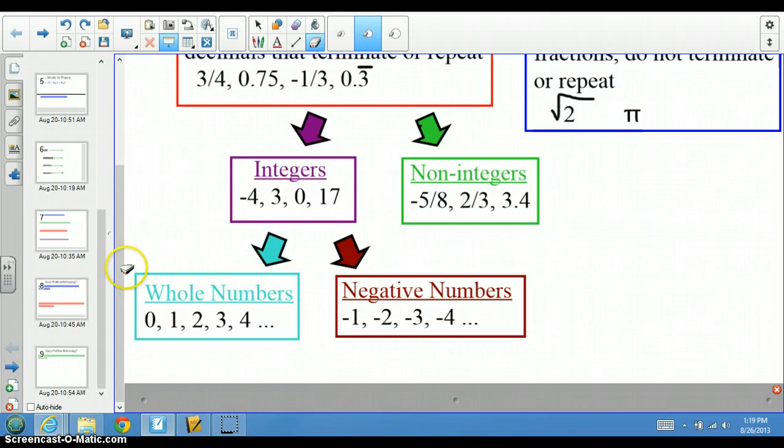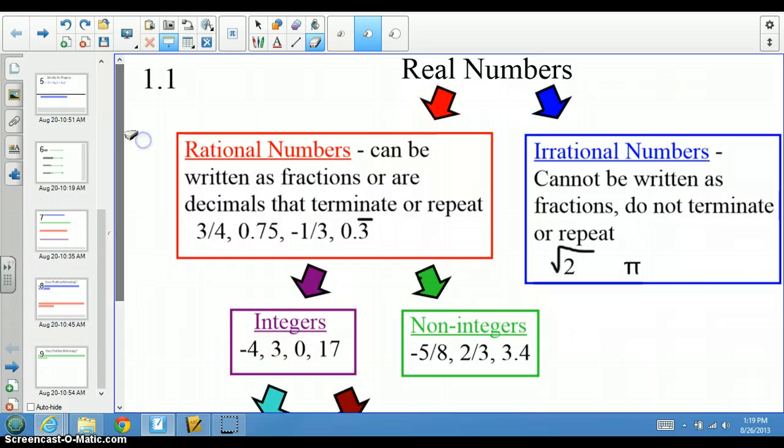Okay. Now, the other subgroup of real numbers is called irrational numbers. Irrational numbers are going to make up a small portion of these numbers. They cannot be written as a fraction, and if they are a decimal, they do not terminate or repeat. Okay, so radical 2, and then the one that everybody should know is pi. 3.14 goes on forever and ever. It has no repeats. It has no patterns.